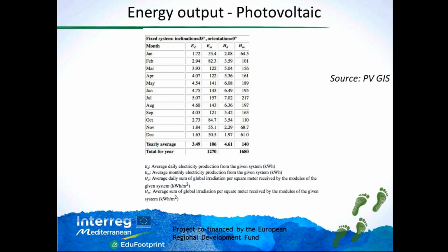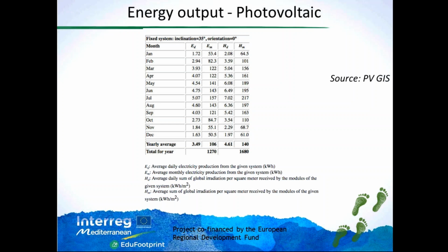How are the results, let's say, reported by the tool? So you have on this column on the left, of course, the months of the year. Then you have the average daily electricity production. So this is kilowatt hour for the average day in January, or February, March, and so on. Of course, you see this value is increasing when we are going towards the summer. So you have the maximum in July. And of course, the minimum is in December and January.